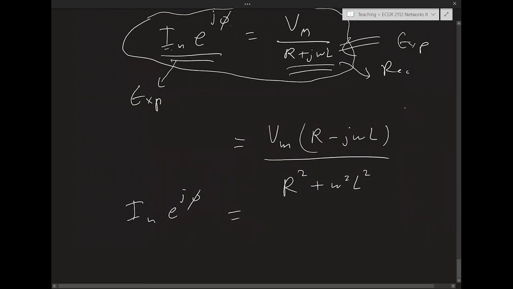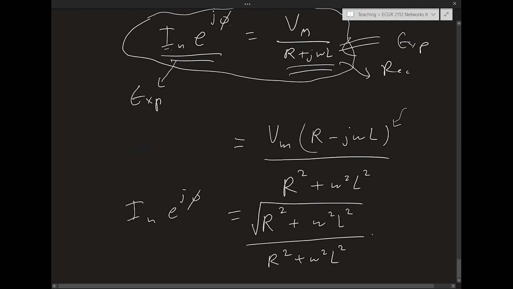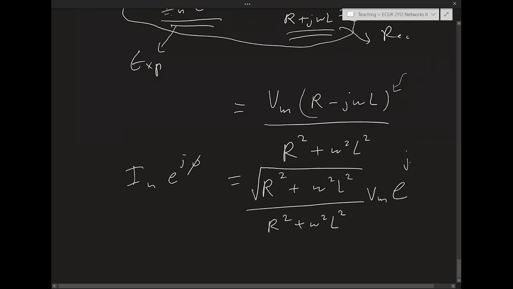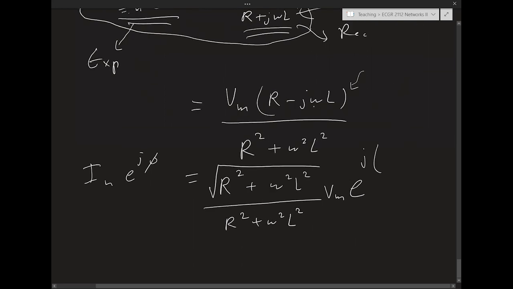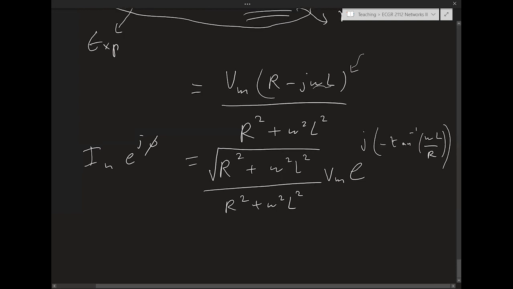I want to convert this now into exponential form, so I need to find its magnitude. I find the magnitude by taking the square root of R² + ω²L², times Vm over R² + ω²L². That's the magnitude. And what's the phase? The tangent of the phase is the imaginary part over the real part. So it's minus tan inverse of ωL over R, because of the minus sign. I got the same result I got before from just doing manipulation of complex numbers.